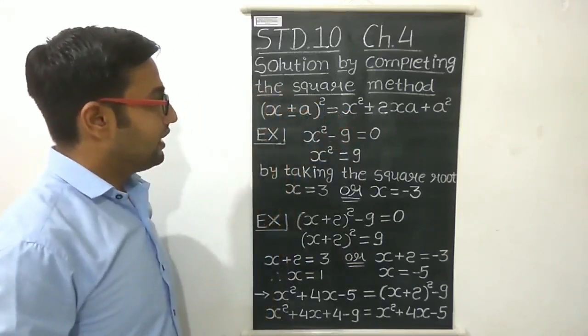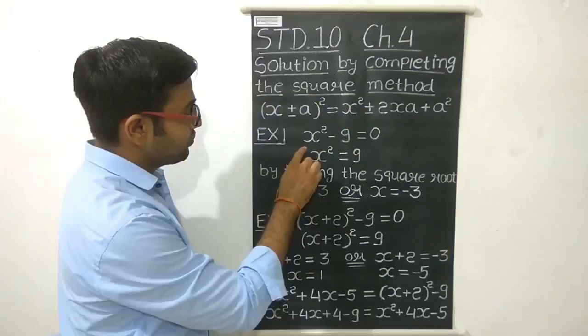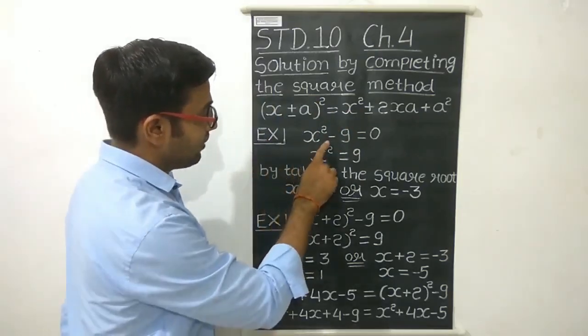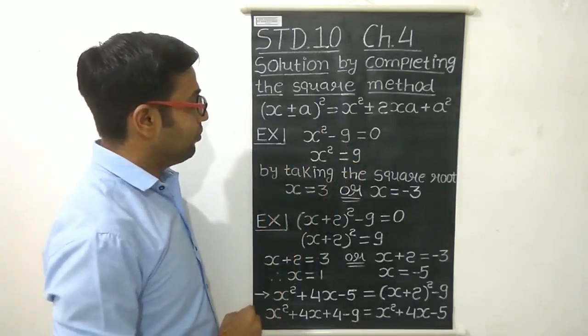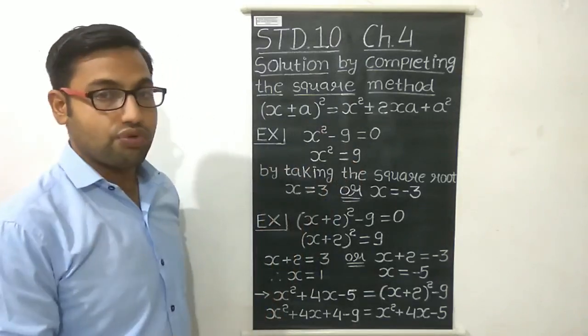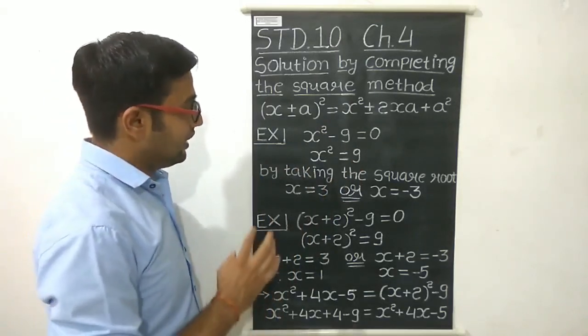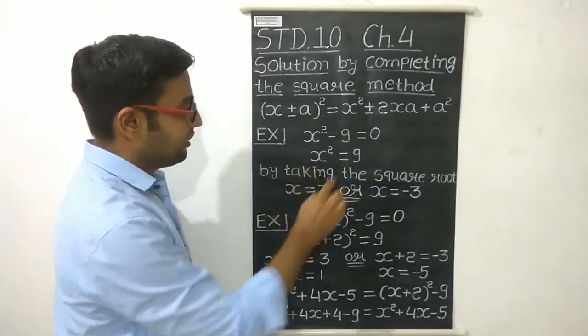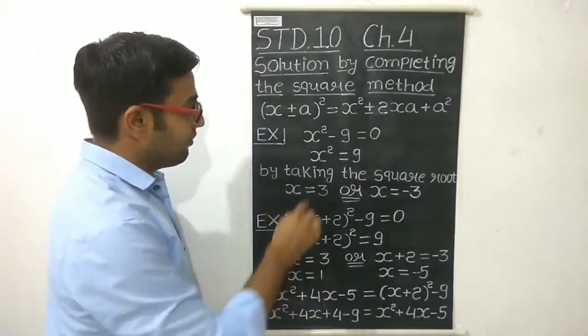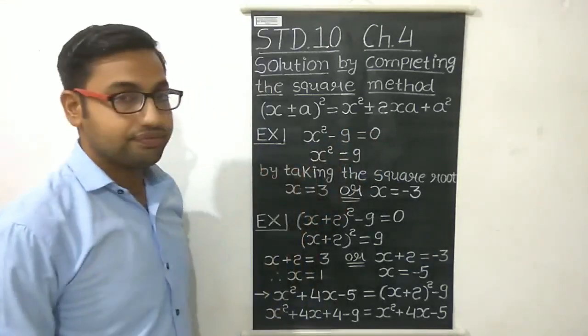So first of all, let's take an example. Suppose we have a quadratic equation x square minus 9 is equal to 0. To find the value of the solution, or to find the value of x, we can simply take this 9 to the right hand side, and it will become minus. So here we get x square is equal to 9.